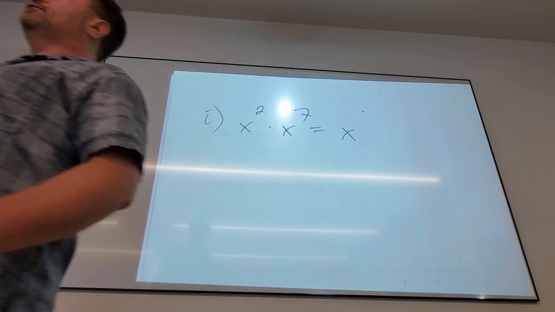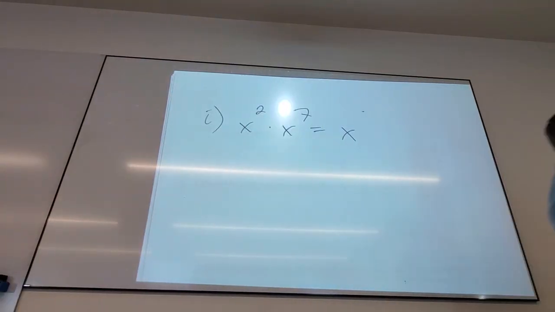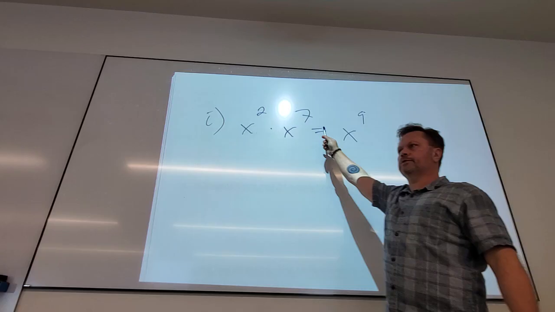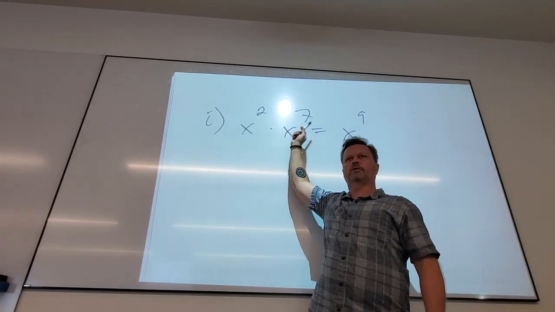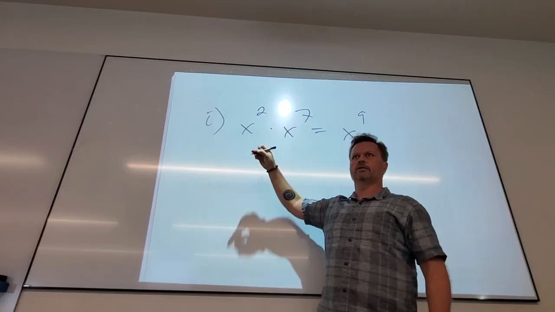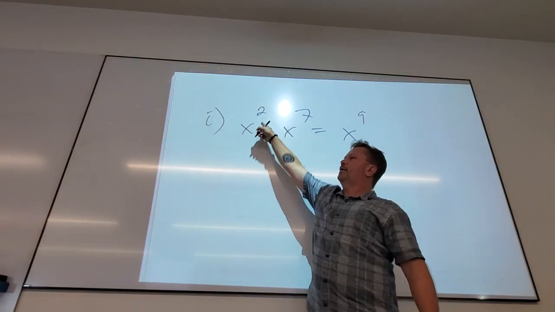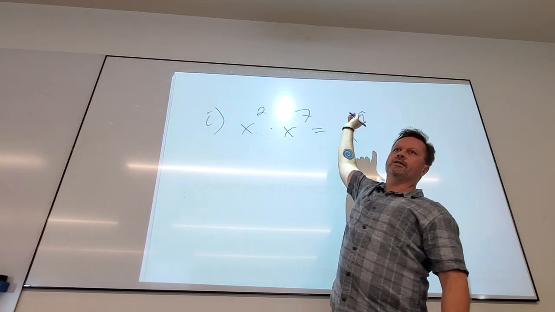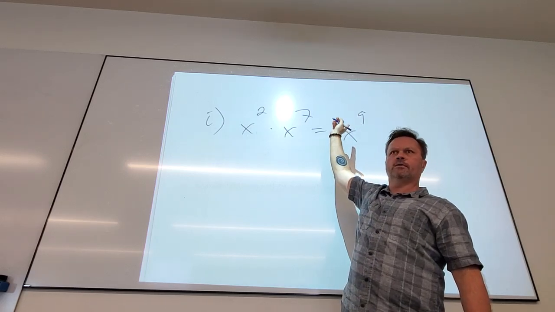This is where I really freak students out when I say, in this problem, there is no 2. There is no 7. There is no spoon. There's 2 x's times 7 x's. So of course there's 9 x's. Do you guys see that?